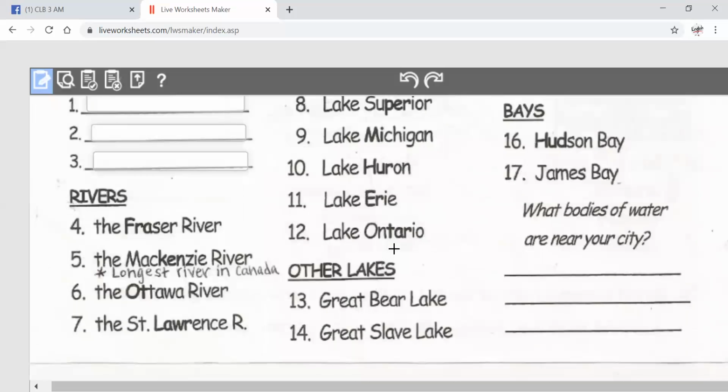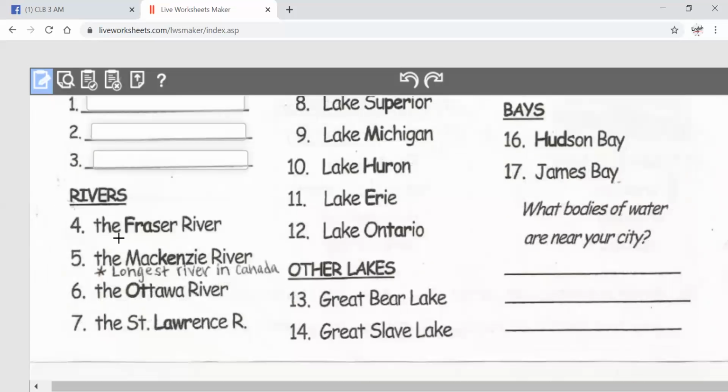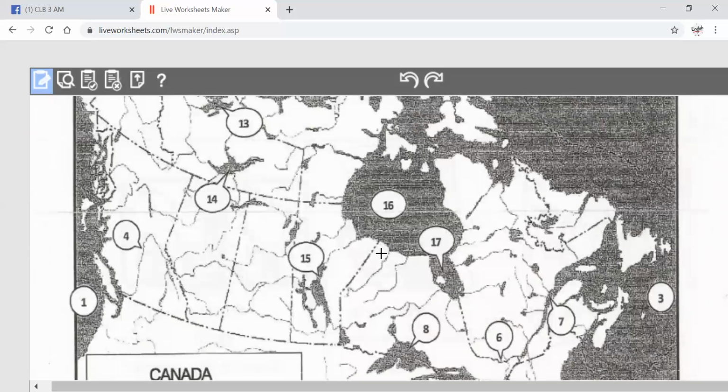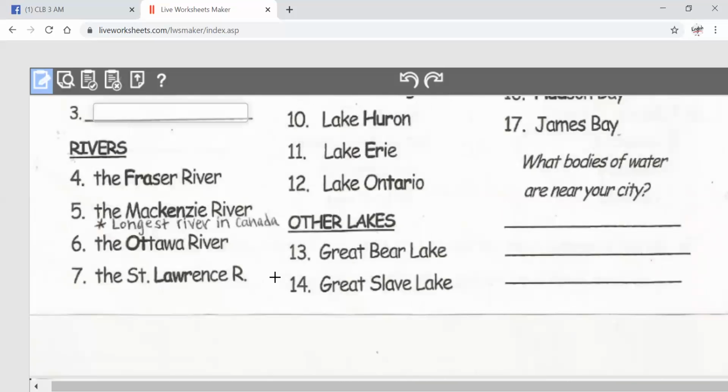So those are rivers. What are the rivers in Canada? Let's look at them. Number 4, if you can see the number here, number 4, where is number 4? Over here. This river, number 4. This is called the Fraser River, okay? Number 5, let's look at number 5. Where is number 5? Over here. Number 5. So this is called the Mackenzie River. And you know, the Mackenzie River is the longest river in Canada, right?